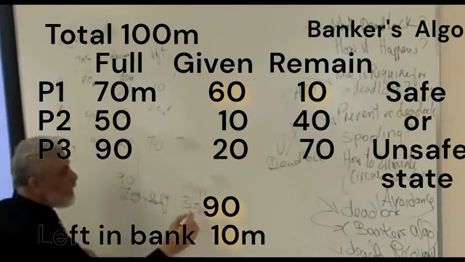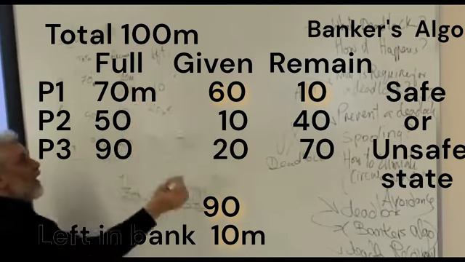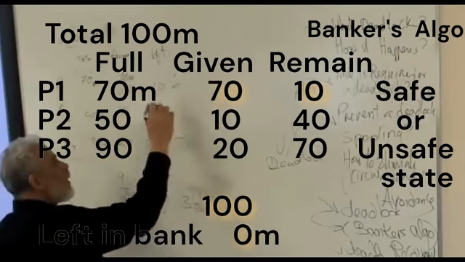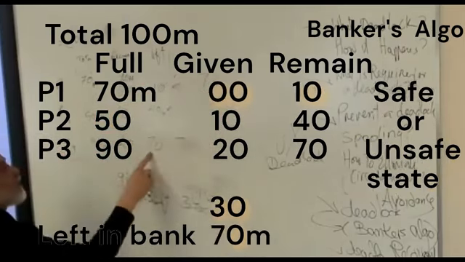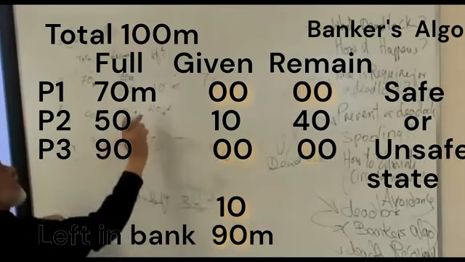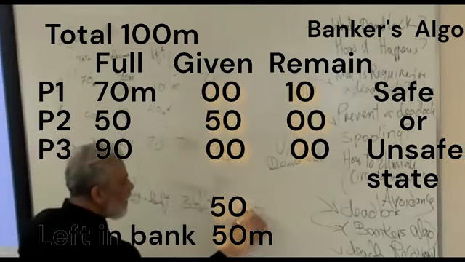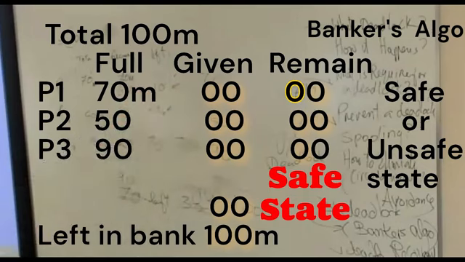Let's see, we only have 10 million. We can accommodate the first one, and if we give the 10 to this one, he'll bring us back 70. The 70 can be used to pay this one, and bring us back 90, and the 90 can be used to pay the 40 here, and it'll bring us 50, and that brings the system back to a safe state. So yes, this request is approved, because it does not turn the bank into an unsafe state.